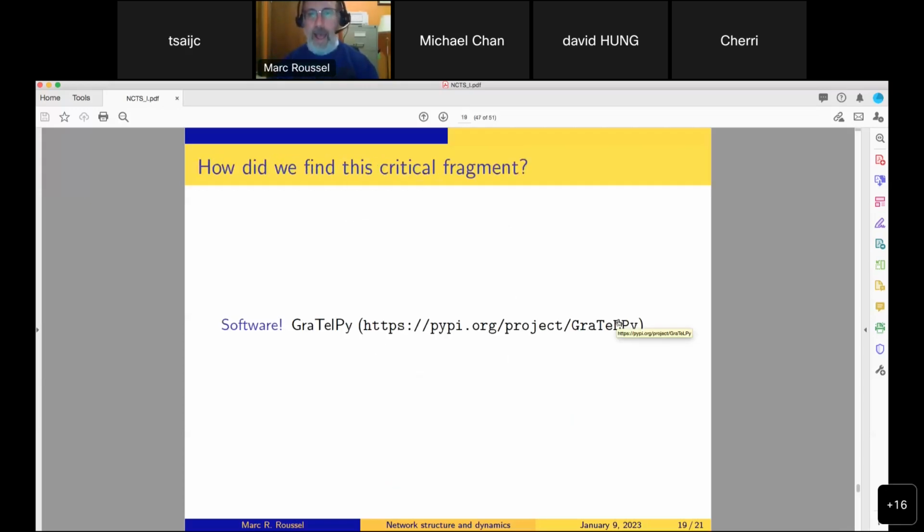All right, so how did we actually find this critical fragment? Well, Maya and a couple of her collaborators some years ago wrote a piece of software called Gretelpi that does that. There are lots of additional requirements for Gretelpi, I'll just put it that way. It's a bit awkward, but you can do some things with it that are really quite interesting in terms of starting to wrap your head around what's going on in a particular model.